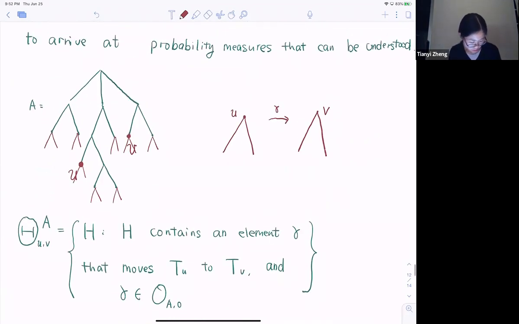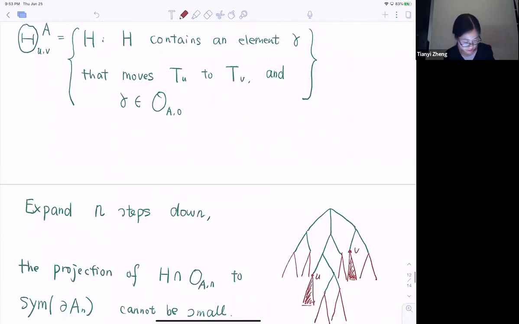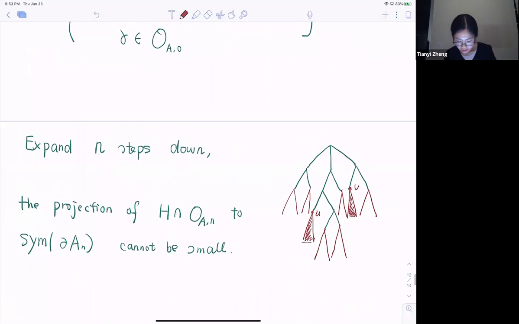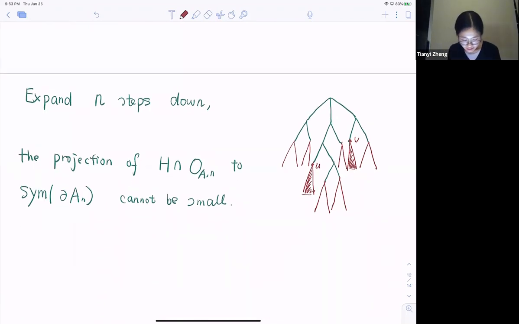So now suppose that you are on this event, so you know that inside your sample, you are able to move this whole subtree U to V by tree automorphisms in some sense. And now you take this picture and expand it by level N. This is a drawing where the green part is the original A, and then we grow the trees downward by depth N. If you do this, consider the projection of the subgroup H intersected with now this bigger subgroup OAN, and then project to the symmetric group.